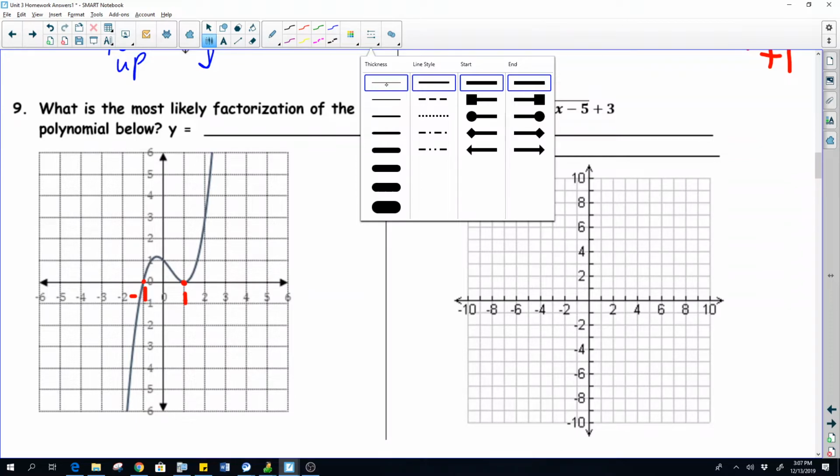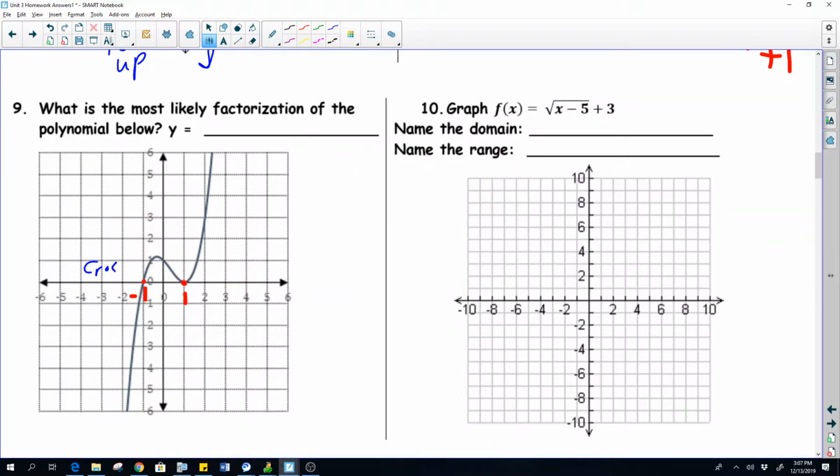So it looks like it just crosses through, doesn't even wiggle. So since it crosses through, it's just going to be like a to the first power. And then this one does bounce at 1. And so that means it's going to be a squared, because squared means to bounce. And so this is at x equals 1.